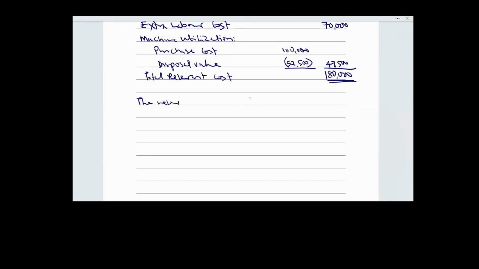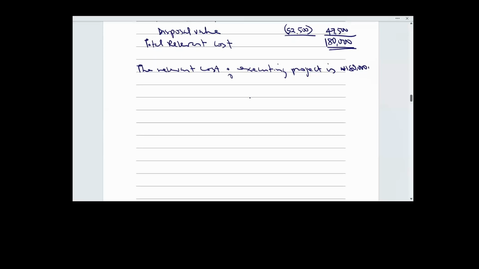The relevant cost of executing project X is 180,000 naira. That's not the end of the question.